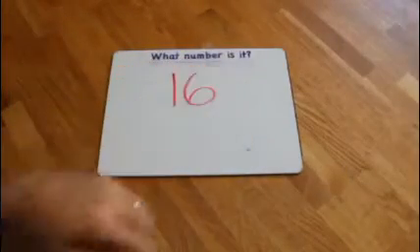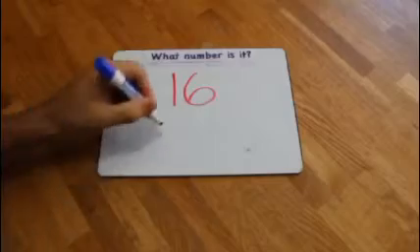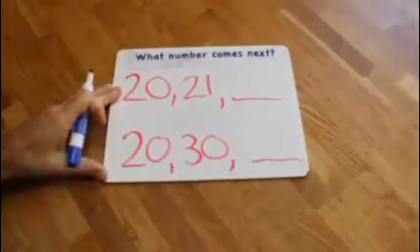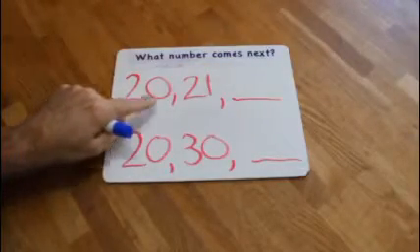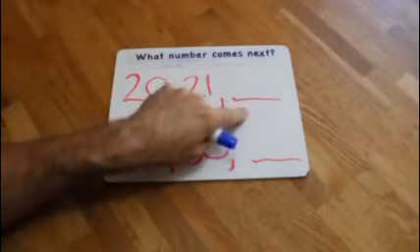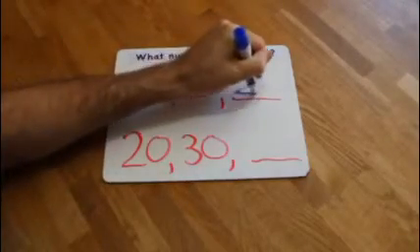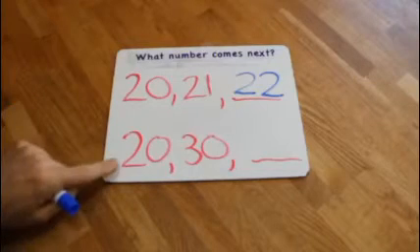What number is it? 16. How do we write a 16? A 1 for the tens, a 6 for the ones, 16. What number comes next? 20, 21, 22. How do we write a 22? A 2 for the tens and a 2 for the ones, 22.